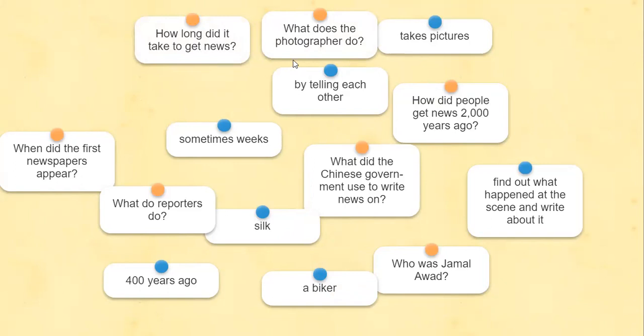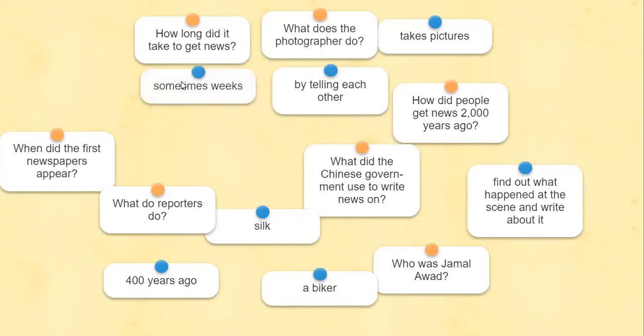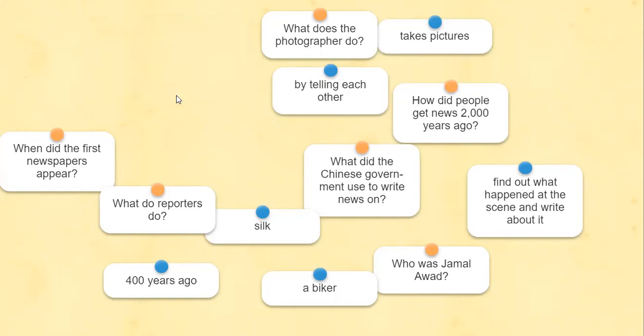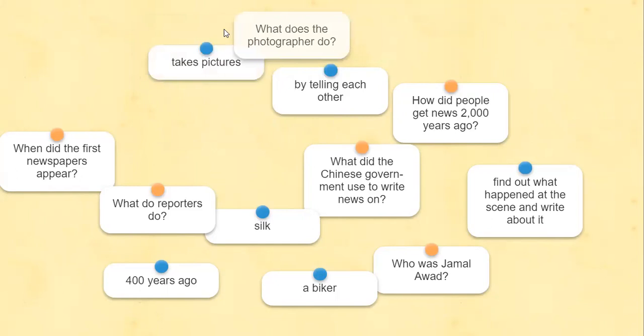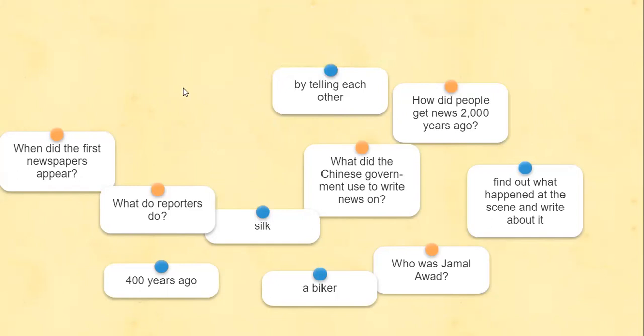Okay, so let's see now, how long did it take to get news? Of course, we studied, it took weeks, sometimes weeks. Okay, let's go to the other question. What did the photographer do? What is the job of the photographer? Of course, to take pictures. It's by chance, of course. I made the exercise and the system arranged them in such a way.